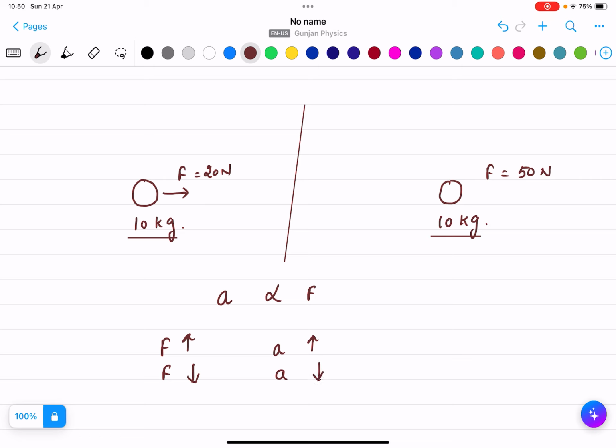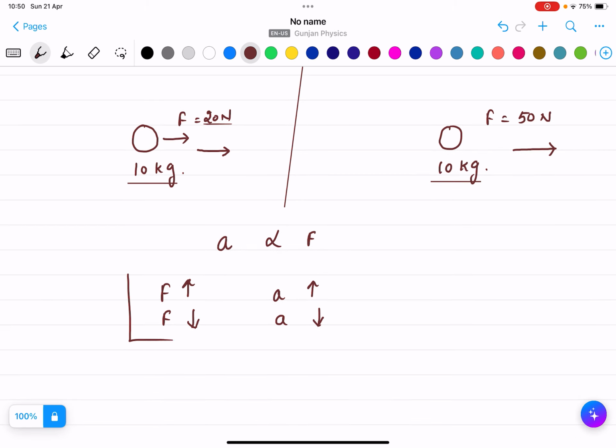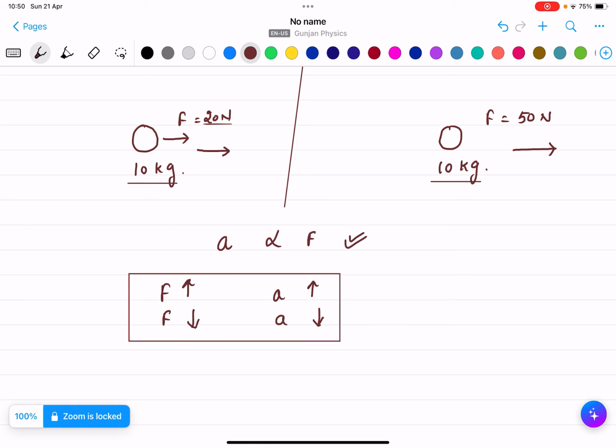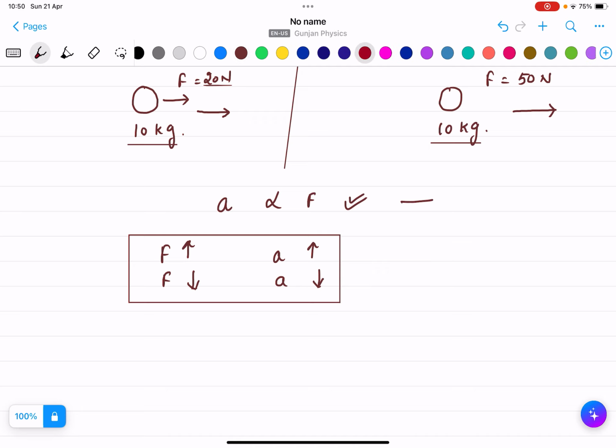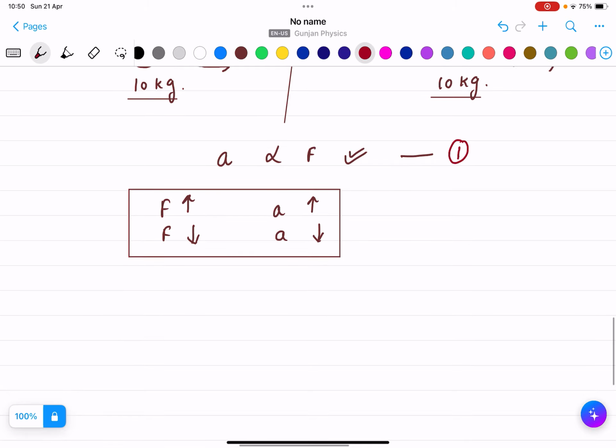As you can see, it's a 20 newton force and the ball is 10 kg. So the ball will move in the rightwards direction, right? But it will have less velocity. But now it is 50 newtons. So the ball again moves in the rightwards direction but with more velocity. So if force is more, acceleration will be more. If force is less, acceleration will be less. So this is the first factor. Let us say this is equation number 1, right? Now the other case.